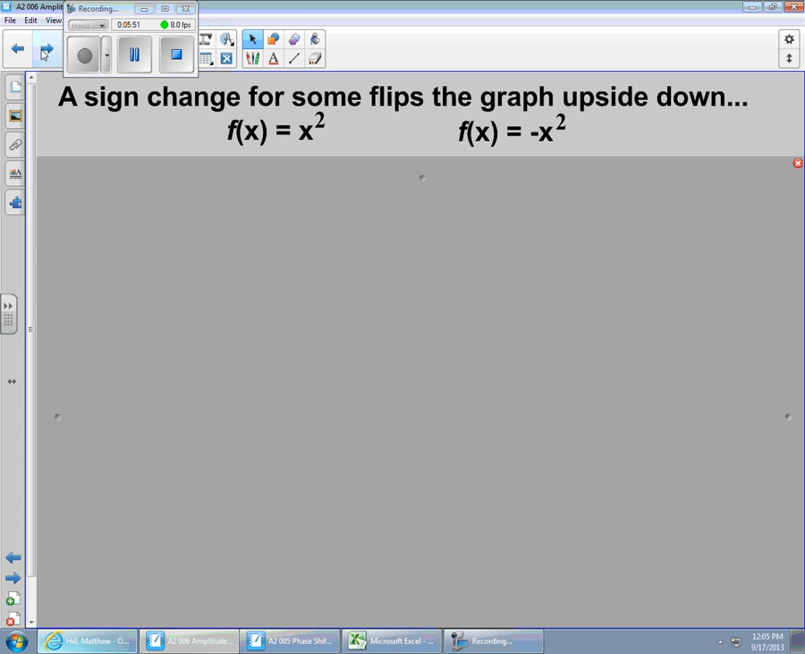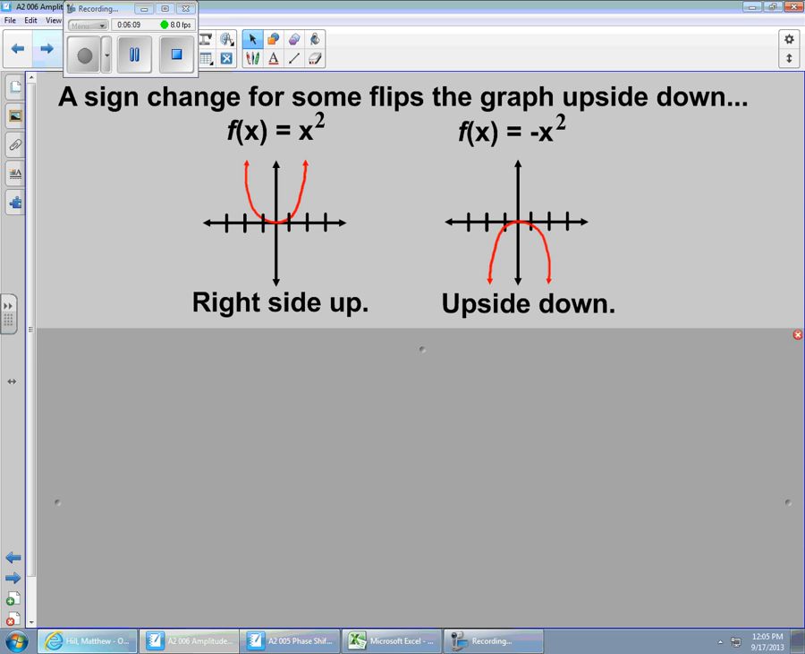We have our parent quadratic function on the left side, f of x equals x squared, and on the right side, not a parent function because it's not a positive 1 coefficient. Now it's a negative 1 coefficient. Let's take a look at what that did to the graph. Flipped it upside down.